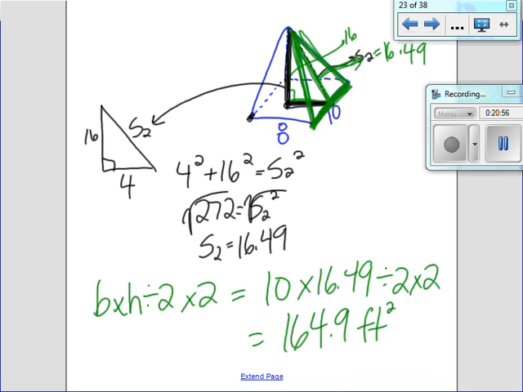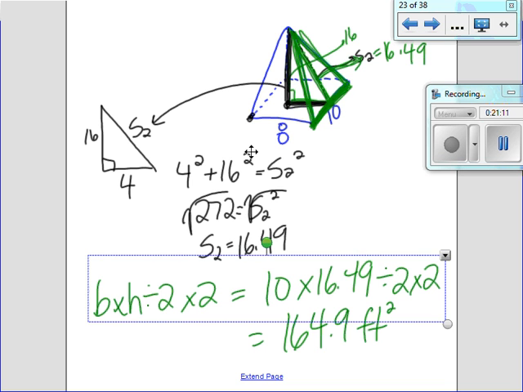Are you done? Okay, you just keep going. You don't have to wait for me. So the divided by 2 was part of the base times height divided by 2, which is the formula for a triangle. But then there's 2 of them, left and right, so I just multiplied by 2. So that actually goes away.